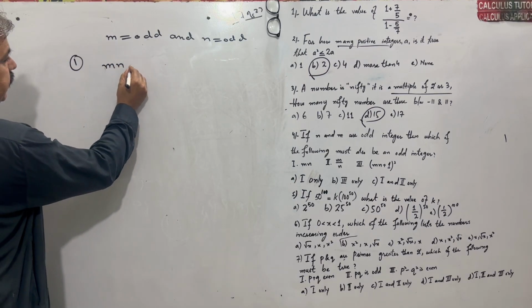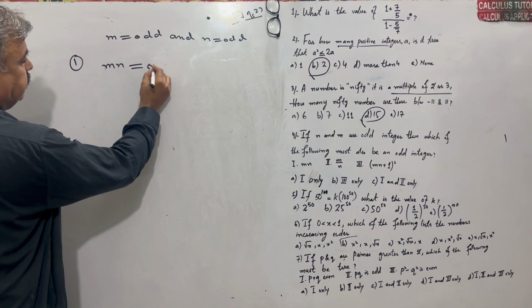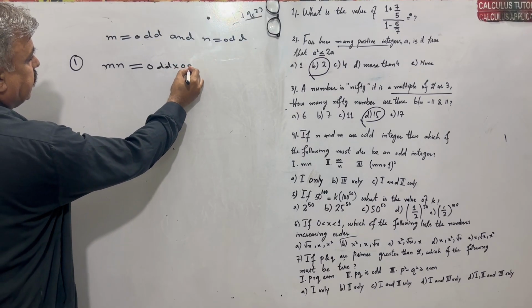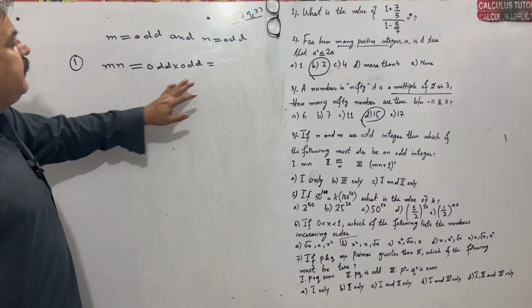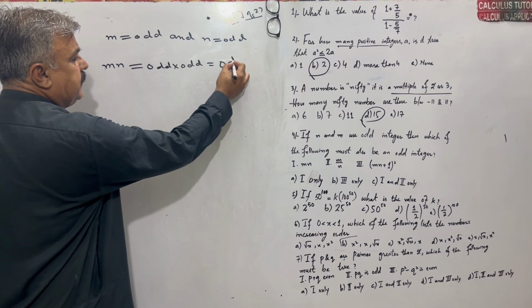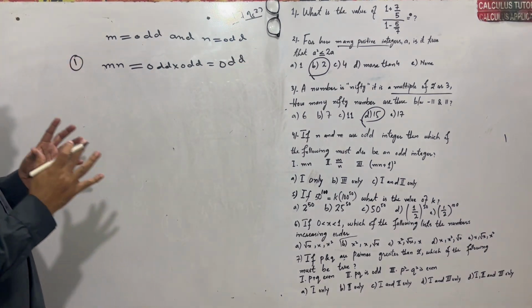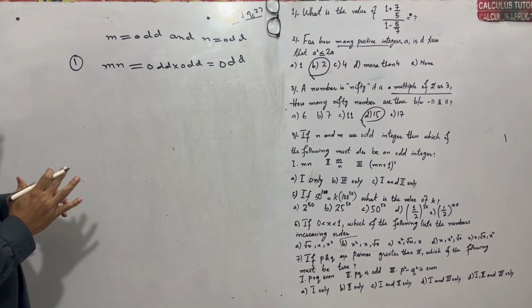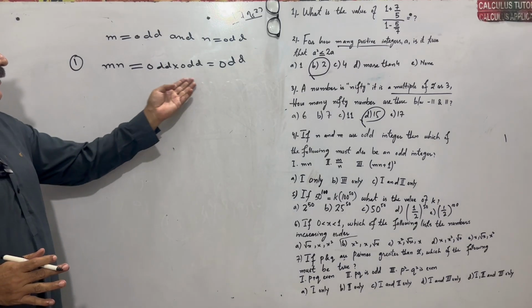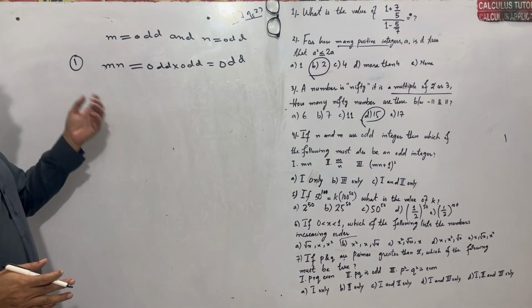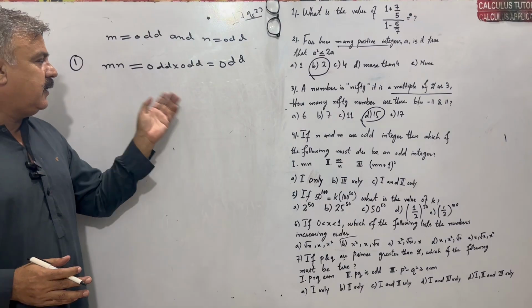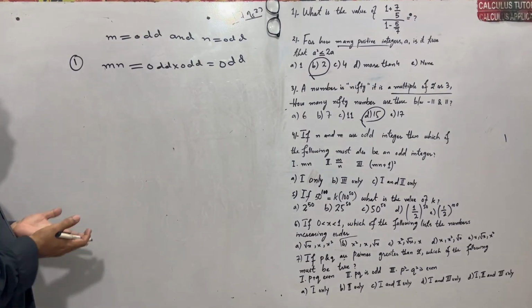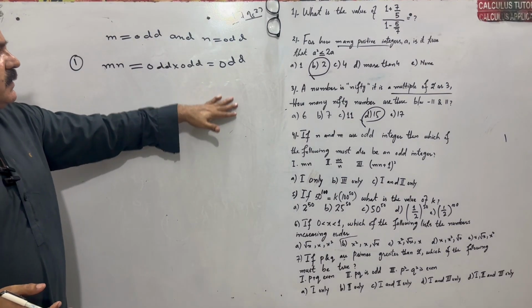M times n. M is odd times odd. Odd times odd, result is always odd. One can verify this fact by taking any odd numbers. Take 3 and 5, the result is 15. Take both the same numbers, 3 and 3, the result is 9. 1 and 3, the result is 3. Take any two odd numbers, multiply them, result is always odd.